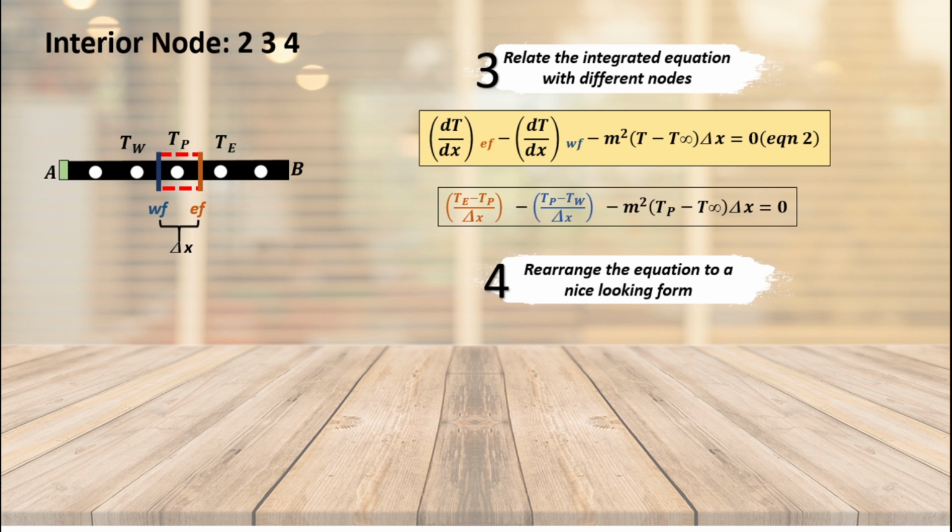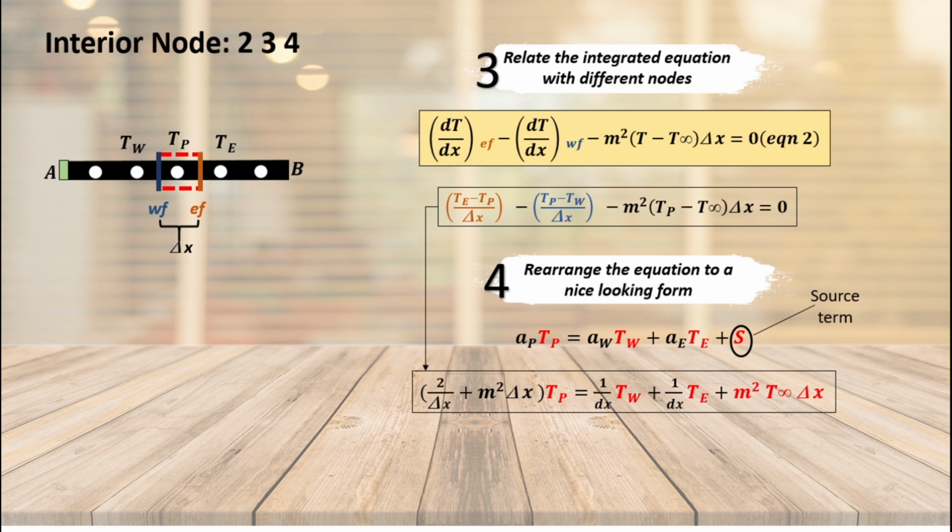Now we're going to rearrange this equation to a very specific nice looking form, like this, with Tp, Tw, Te, and S. And this S means a source term. Essentially, the source term is a collection of terms that do not contain Tp, Tw, or Te. After rearranging, we will get something like this, and m squared T infinity delta X is the source term. And this equation works for interior nodes 2, 3, and 4.